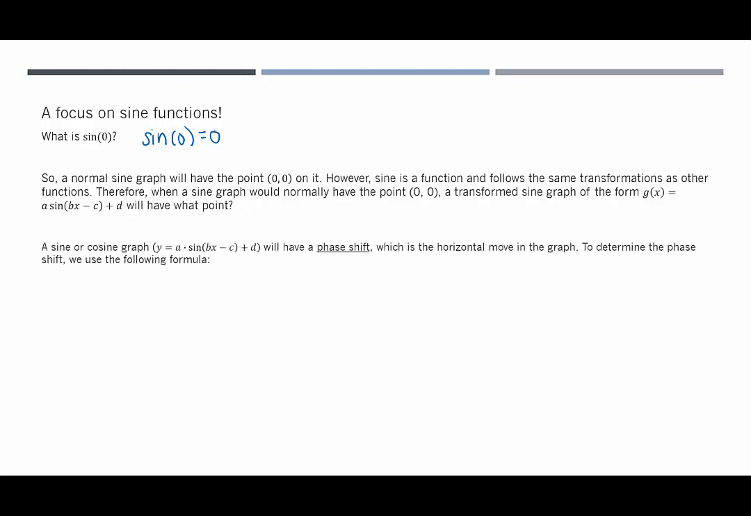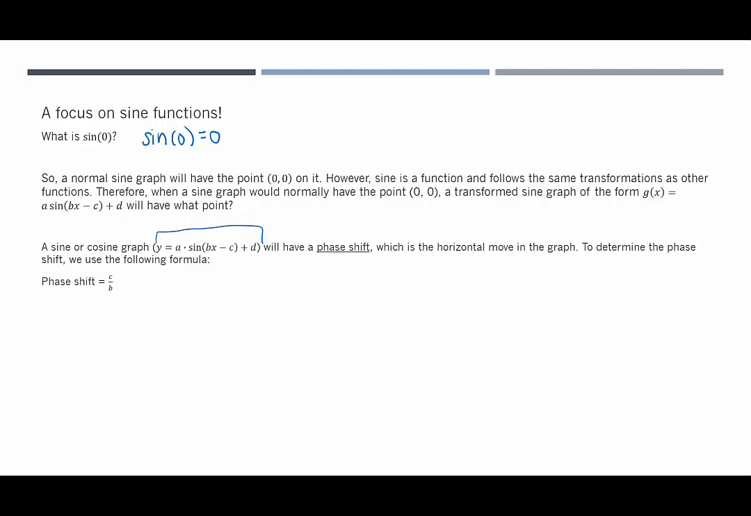First, a sine graph or a cosine graph, and we're going to focus on sine. We have this whole mess here of a transformed function. We'll have something called a phase shift. That is the horizontal movement in the graph. In the past, we've seen that horizontal movement was just the value of c. It moved left or right depending on the value of c. But there's a little bit more going on here because of that coefficient of x, b. To determine the phase shift, to determine how much it moves left or right, we do c over b.